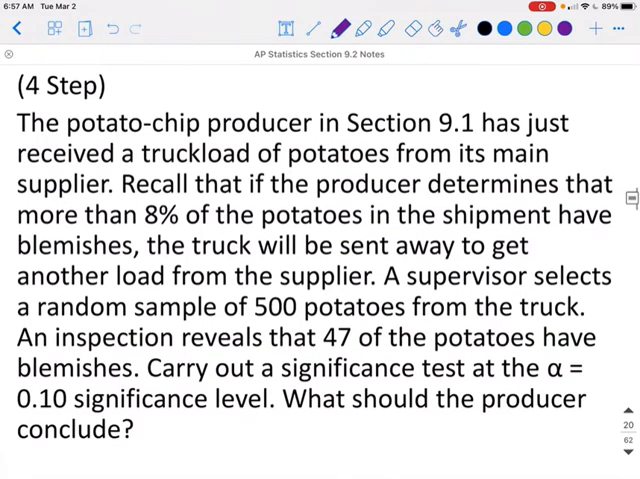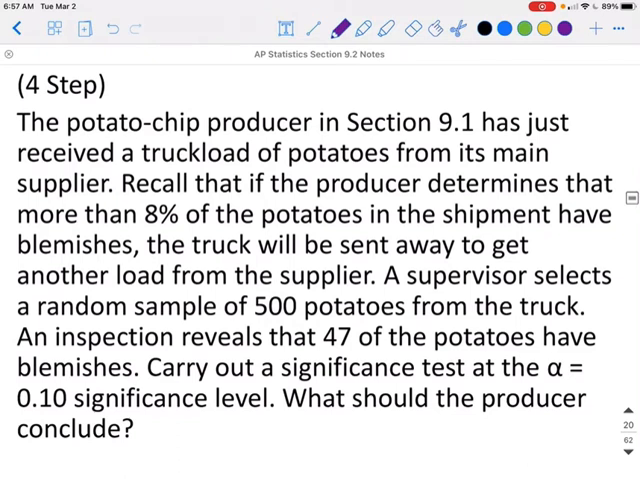The potato chip producer in section 9.1 has just received a truckload of potatoes from its main supplier. Recall that if the producer determines that more than 8% of the potatoes in the shipment have blemishes, the truck will be sent away to get another load from the supplier. A supervisor selects a random sample of 500 potatoes from the truck. An inspector reveals that 47 of the potatoes have blemishes. Carry out a significance test at the alpha equals 10% level. What should the producer conclude?